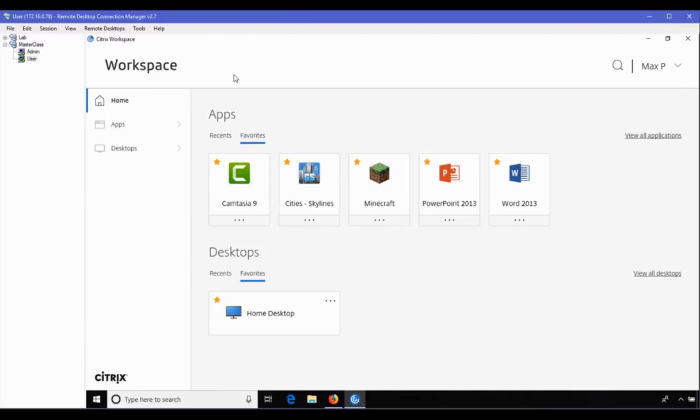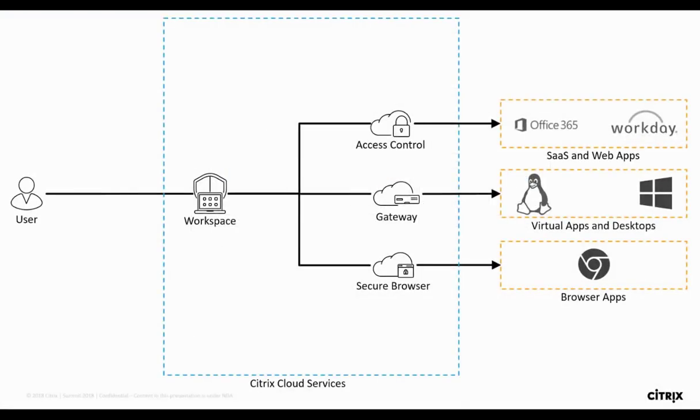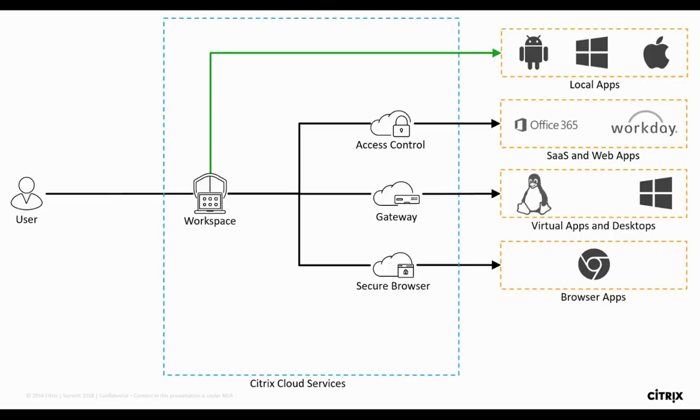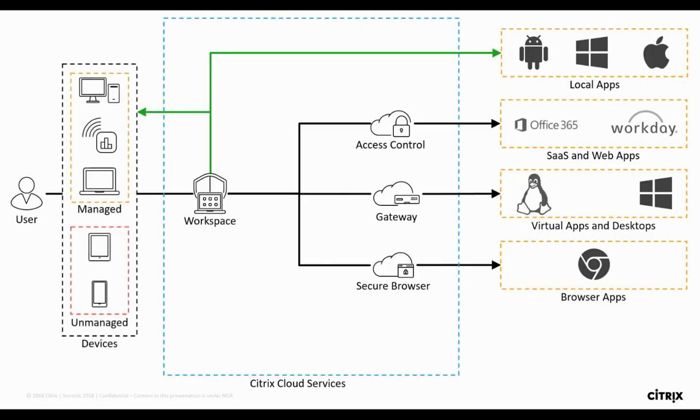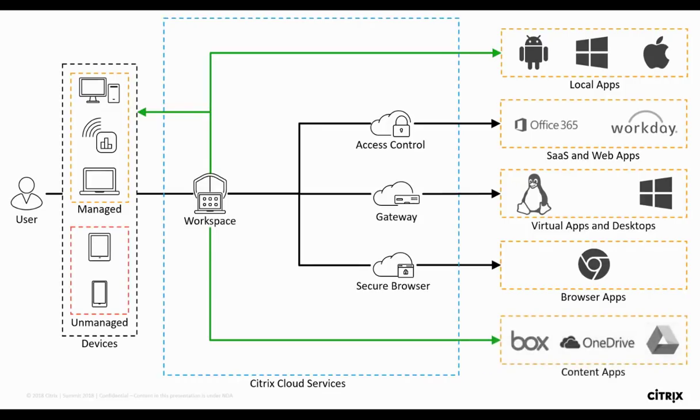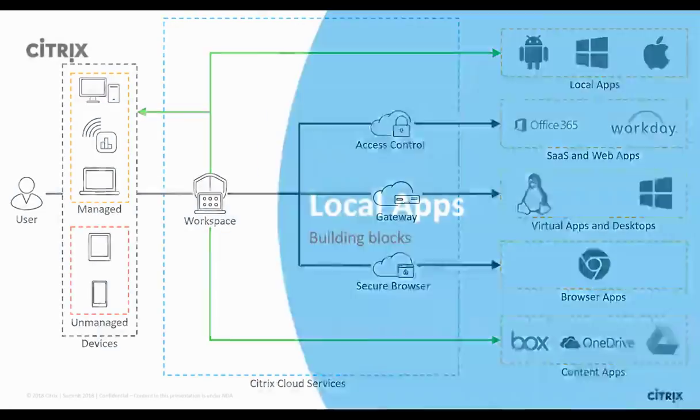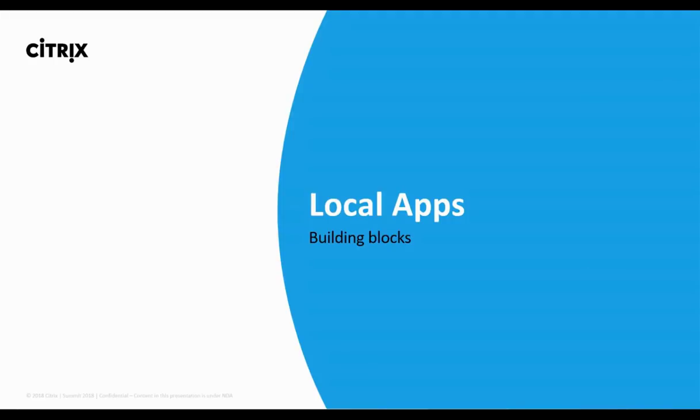We're going to keep expanding this to include the things that are missing. And those things that are missing are our local and mobile applications, our devices, managed as well as unmanaged devices, and our content. We need to be able to incorporate all of these things into our workspace, into that workspace that we started building 3 months ago. So let's start by talking about local applications.